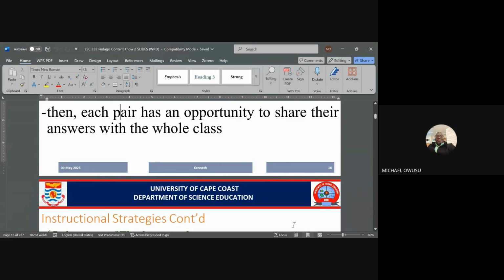Any other? Doc, I think it also helps the students to value each other's view. Exactly. You value each other's view. What you said is reasonable. That's good. So I'm not the only holder of knowledge. I'm not the only wise person here. So Kofi's own is good. Ahmed's own is good. So they value each other's view. Good. Any other?